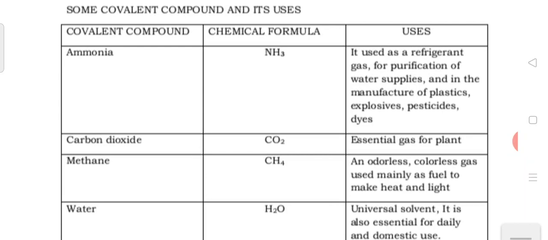And then, we have carbon dioxide or CO2, essential gas for plants. O, alam natin, kailangan ng plant yan for photosynthesis, di ba? And then, we have methane. Methane is CH4. It is an odorless, colorless gas used mainly as fuel to make heat and light. Okay? So, yun pala ang gamit ng methane. Ginagamit siya as fuel, no? Para makapagluto tayo or makapag-produce ng light. And then we have water, of course. We have H2O. It is the universal solvent. It is also essential for daily and domestic use. Okay, so alam natin kung gaano kahalaga yung water, di ba? So it's also a covalent compound.